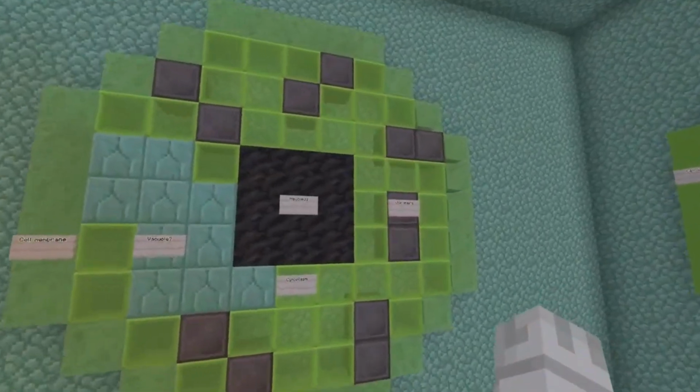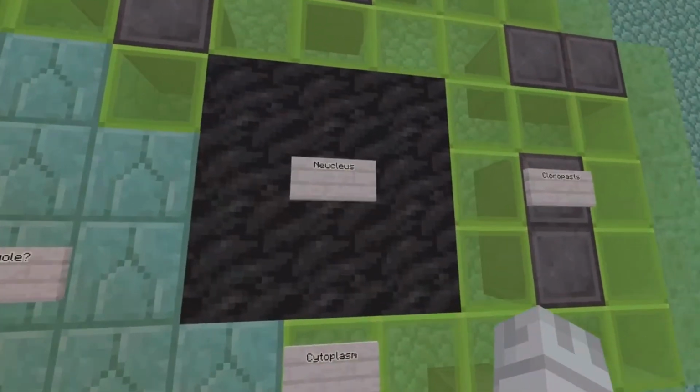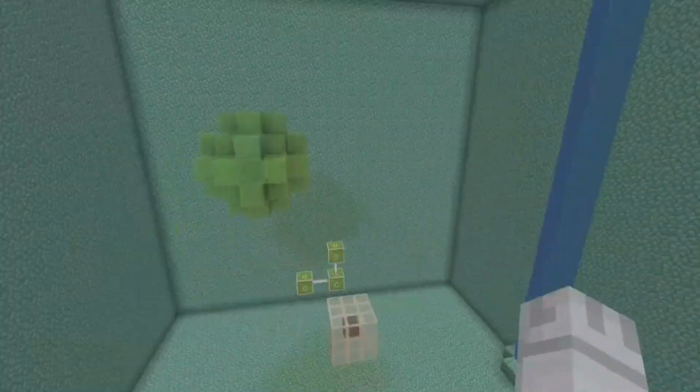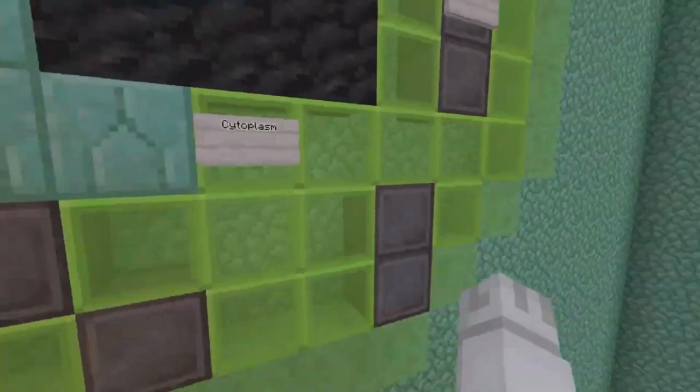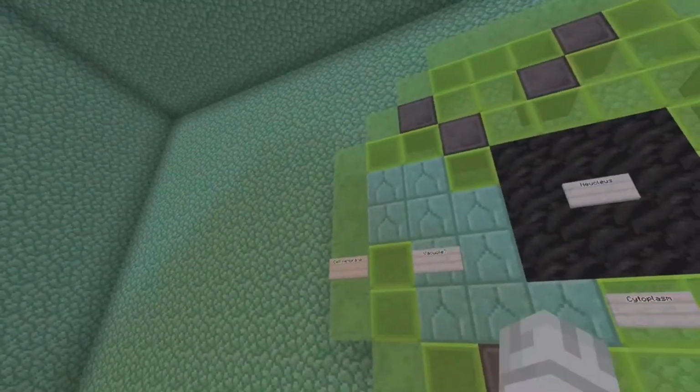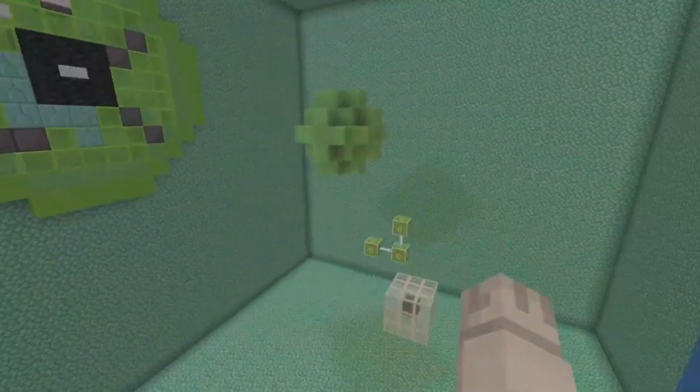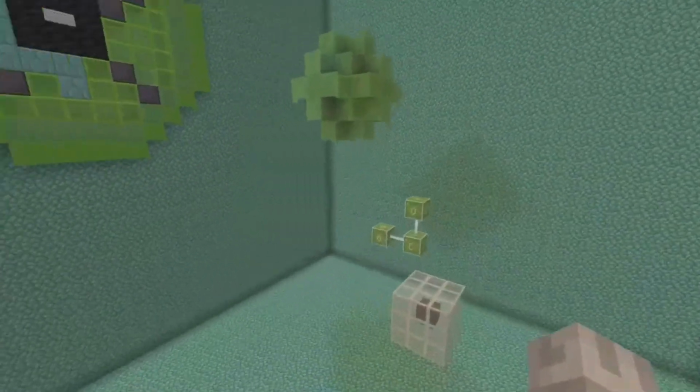So, here are some models I made of a plant cell. The nucleus, which we see on the normal cell too. But we've got the cytoplasm, which is on the normal cell too, just not green. The cell membrane, which is on a normal cell too, it's just the edge of the cell.